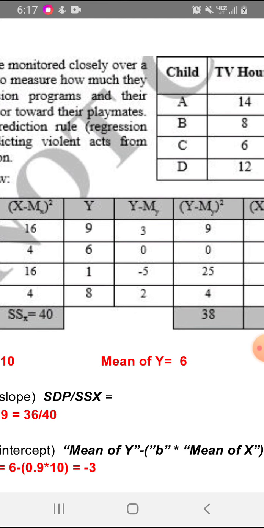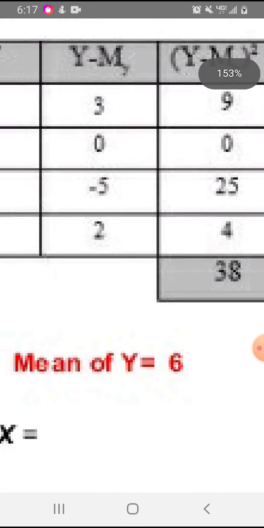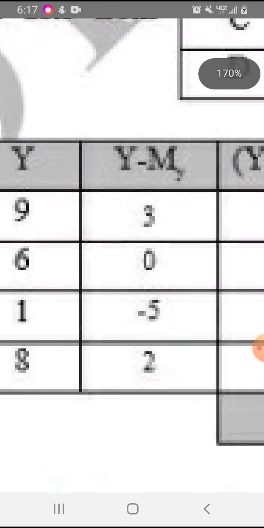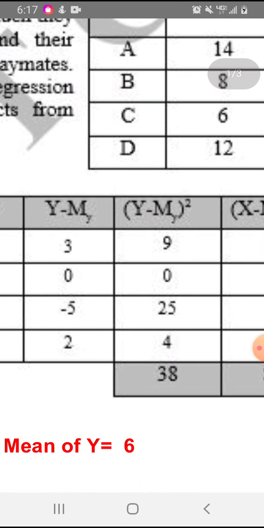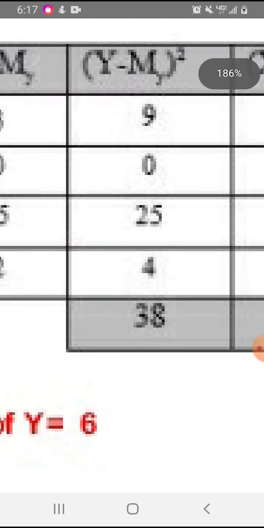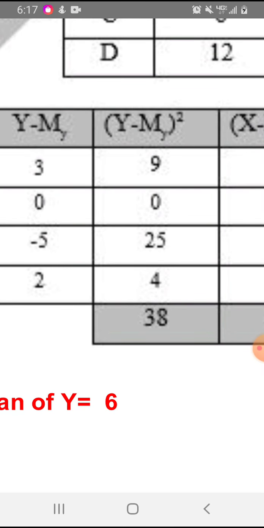You do the same steps for y. You have a mean of 6. You're going to get the deviations from the mean, which is this row right here, y minus My. Then you square them, add them up, and now you have SSY.